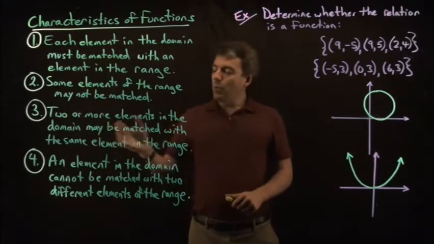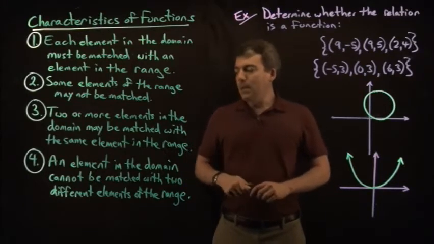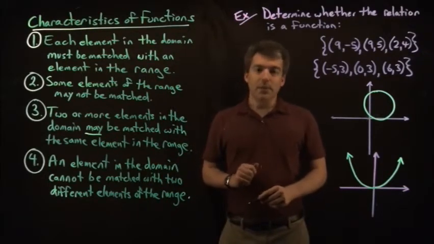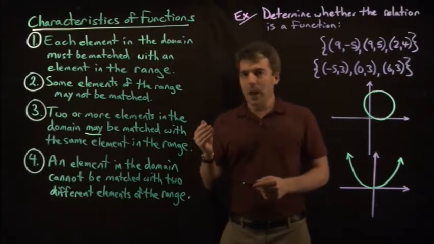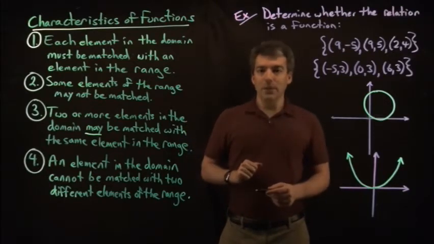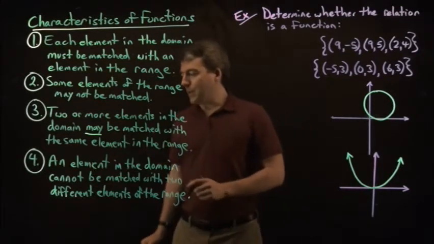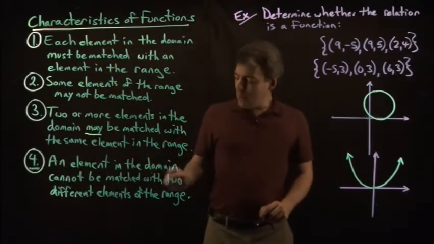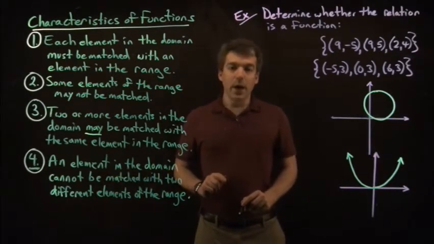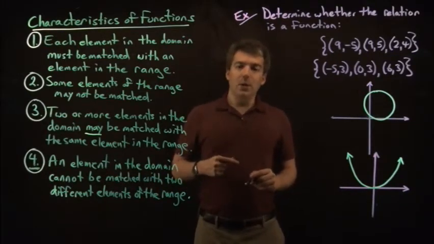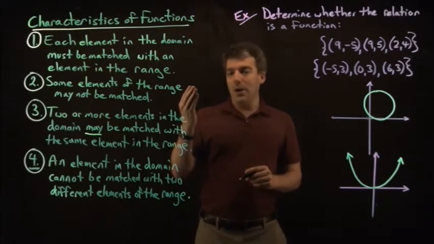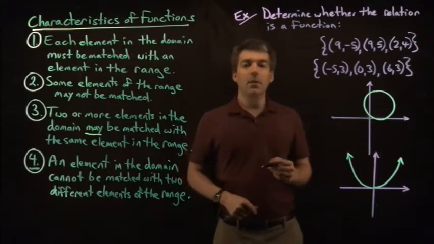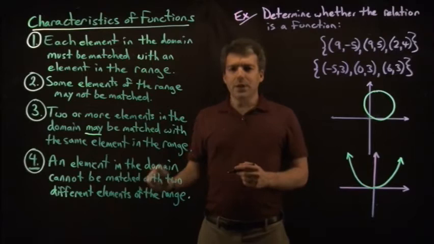Number three, two or more elements in the domain may be matched with the same element in the range. So it's okay for multiple domain elements to go to the same range element. And the last one, number four, probably the most important, says that an element in the domain cannot be matched with two different elements of the range. And I mentioned that in the previous video. We'll never have an element of the domain having an arrow going to two or more elements in the range. Okay, so these are the characteristics of a function.